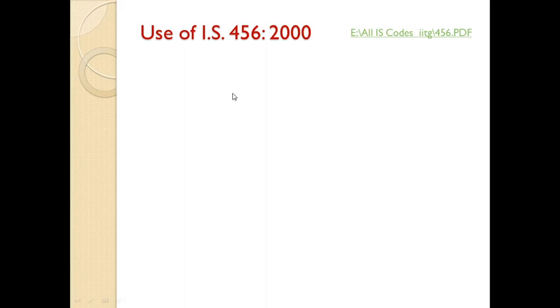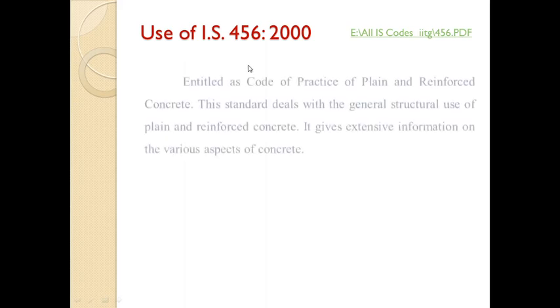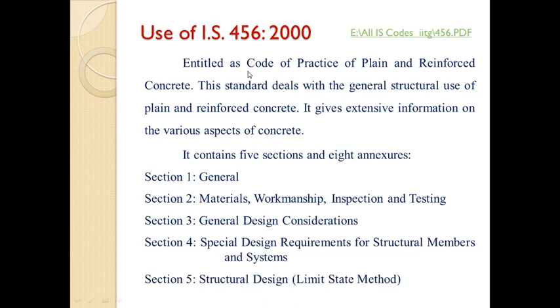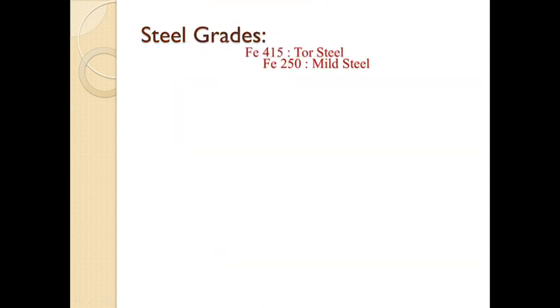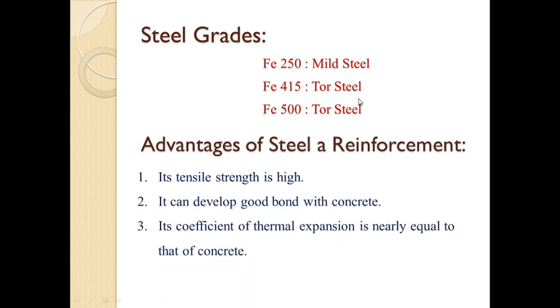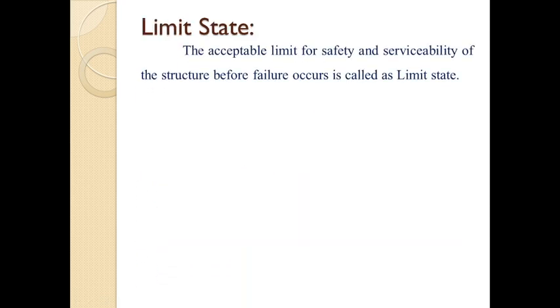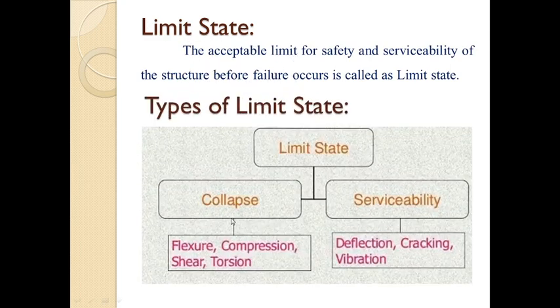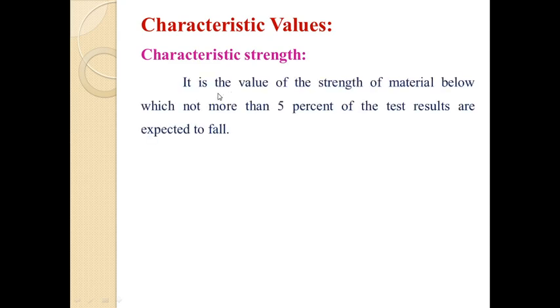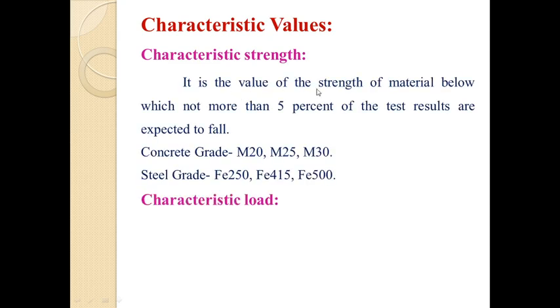In the last lecture, we discussed the use of IS 456 2000, then different sections in IS 456 2000, then different grades of steel, that is Fe 250, Fe 415 and Fe 500, then the various advantages of steel as a reinforcement, then the definition of limit state, then different types of limit state, that is limit state of collapse and limit state of serviceability, then characteristic values, that is characteristic strength and characteristic load.